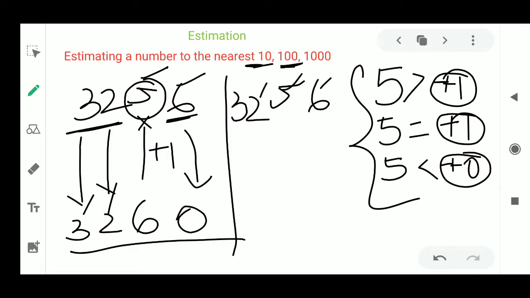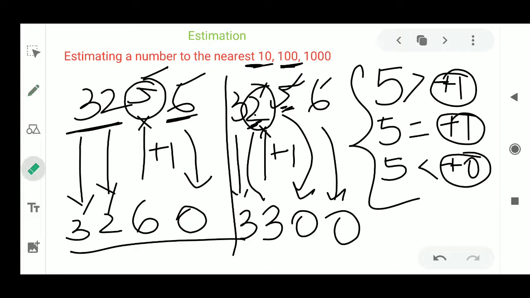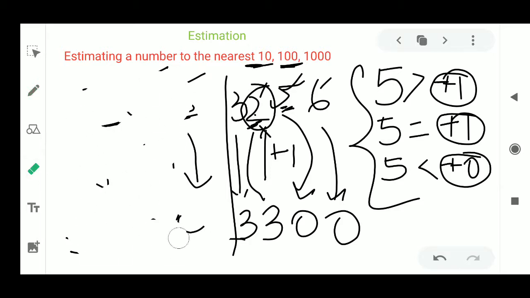Similarly, the same number 3256, I can round up to the nearest 100 also. Ones, tens, 100. Here is the 100. Circle it, put the arrow. Now check just after this circle, what is the digit? 5. Is this 5 less than 5, greater than 5, or equal to 5? Obviously equal. So equal means what you will do? Plus 1. Now you just write down 3, same; 2, 2 plus 1, 3. Here is the 3, and this 5 becomes 0 because it is the right side of the circle, and this also became 0. So this is to estimate the numbers. Again, the same number we can estimate or round up to the nearest 1000 also.